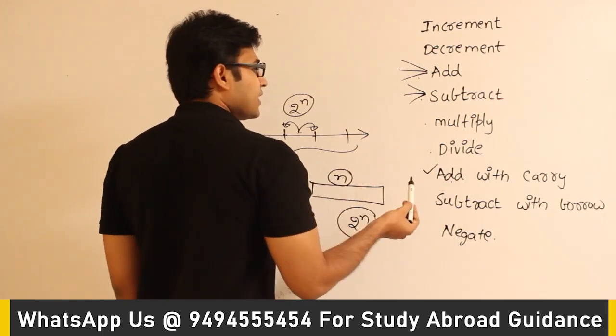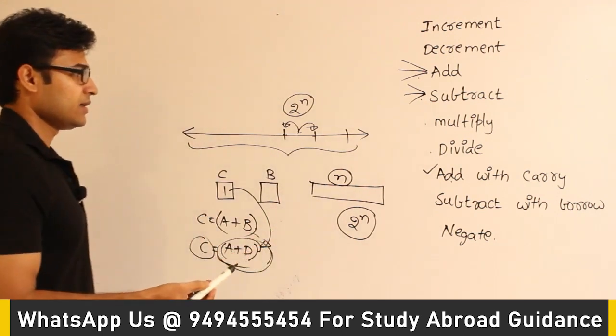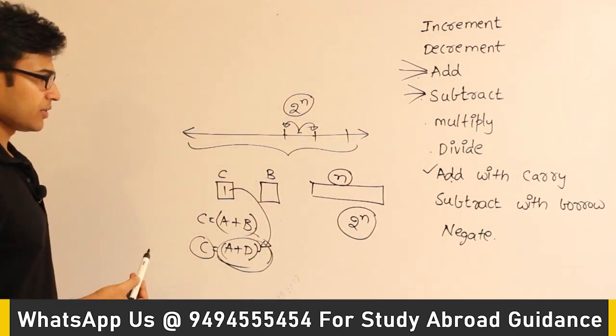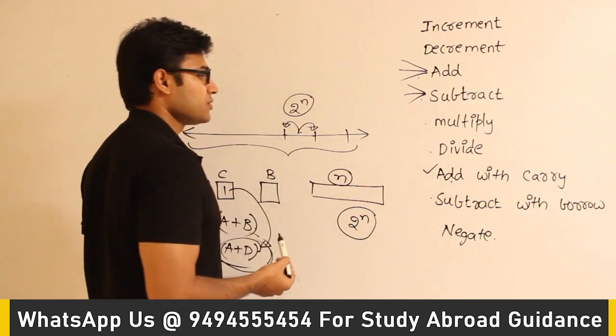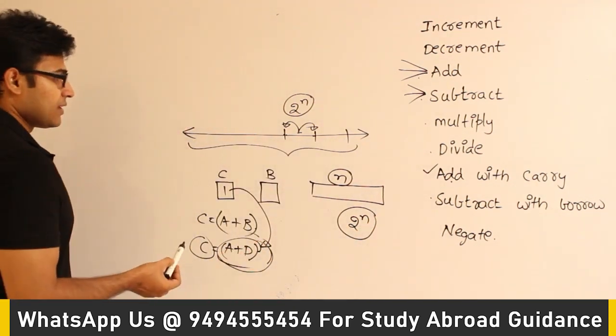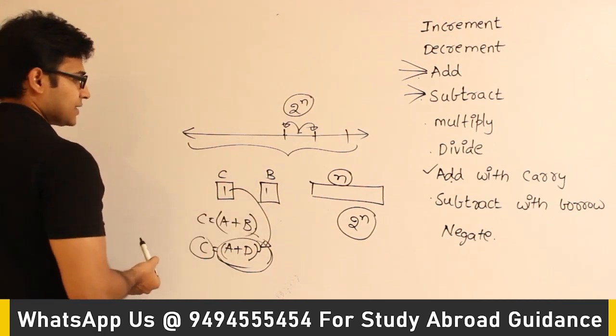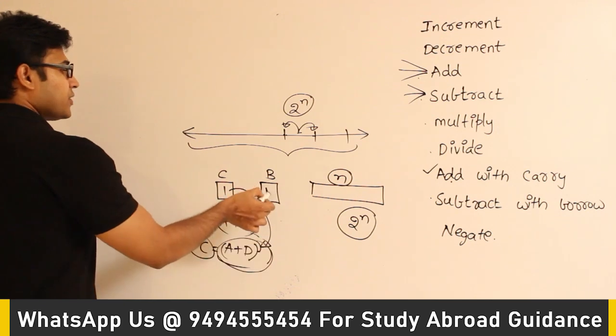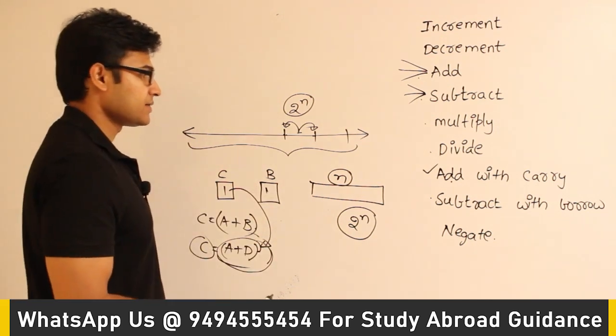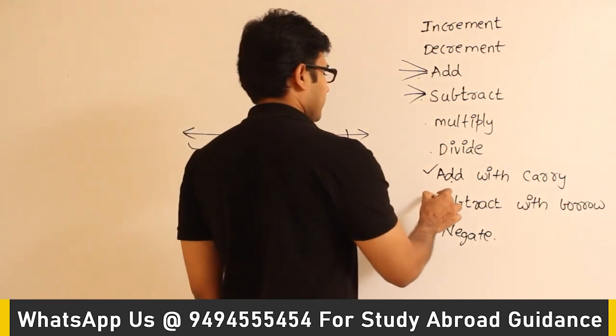So what does it mean? Whatever is present in the carry, take it and add along with the operands. And the next one is subtract with borrow. So sometimes whenever we subtract, a borrow might be produced, and next time when you are subtracting, we might have to subtract along with the borrow, right? So that is called subtract with borrow.